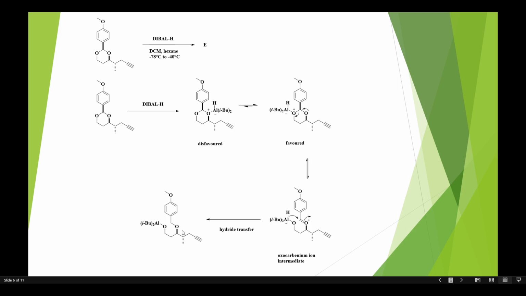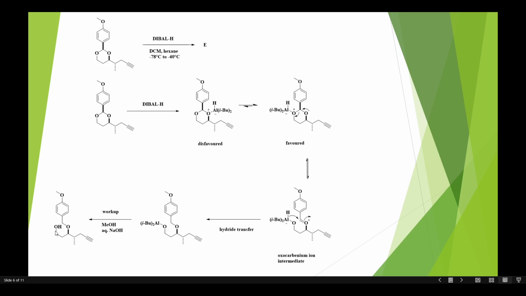This ether group will be formed, and the oxygen-carbon bond will be cleaved. In the whole process, the oxygen-carbon bond of the less sterically hindered oxygen will be broken, and we will get the corresponding alcohol after workup. When you do workup, the oxygen-aluminum bond will be broken and you will get your corresponding OH.